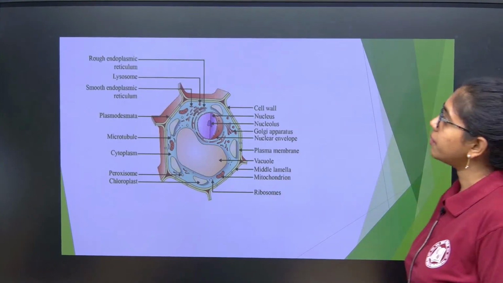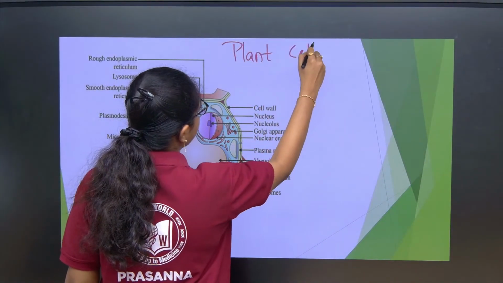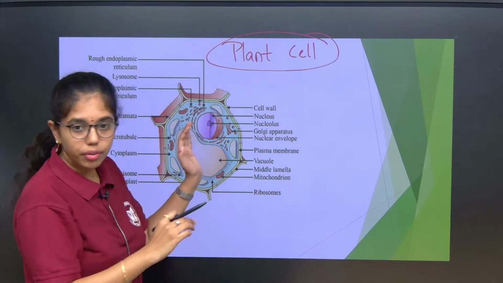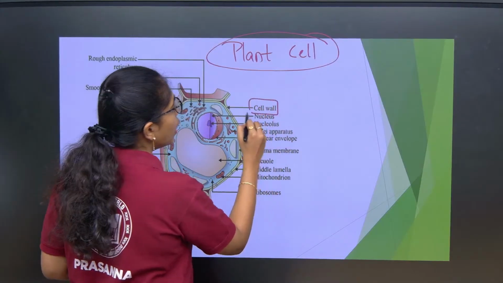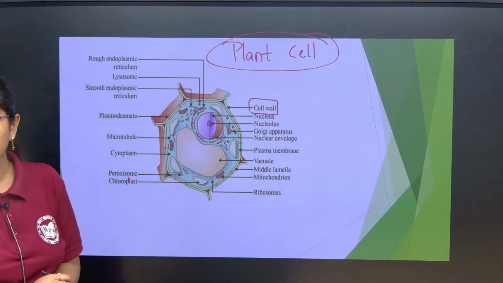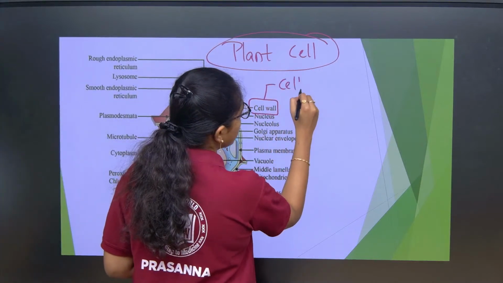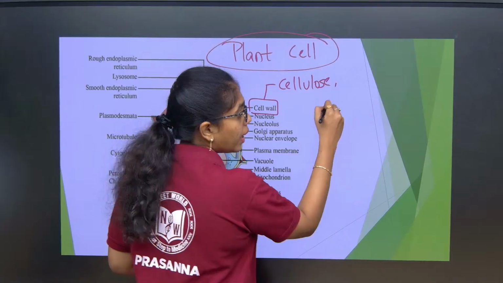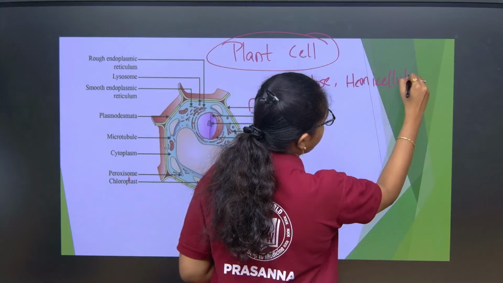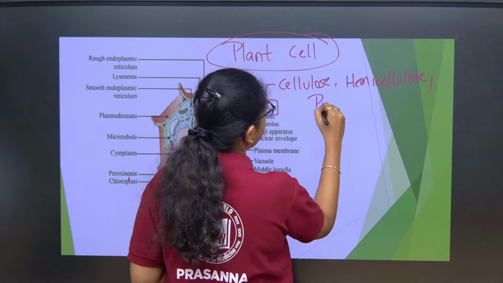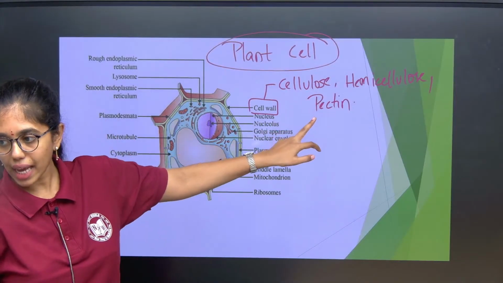Now, first we will discuss the plant cell. As I have told you, we have to come from the outer layer to the inner layer. First is what? Cell wall. The cell wall in a plant cell is composed of what? Cellulose, hemicellulose and pectin. It is composed of cellulose, hemicellulose and pectin.